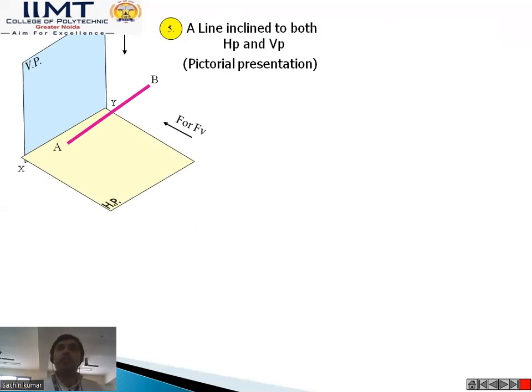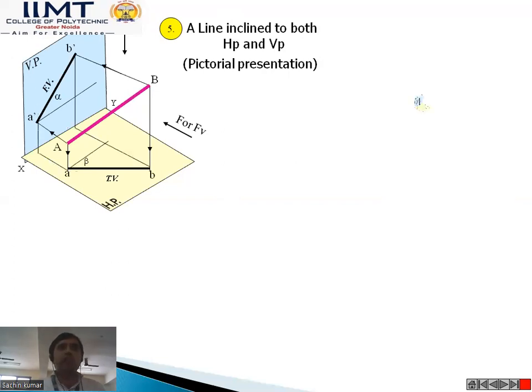That problem always comes in examinations, in any exam, BTech programs and Polytechnic also: a line inclined to both the planes. How do we start this problem? Because neither the front view nor the top view gives the true length. So first, how do we solve this problem step by step? It requires understanding the concept of how to draw this line. The line AB is inclined to both the planes, and no view gives the true length.